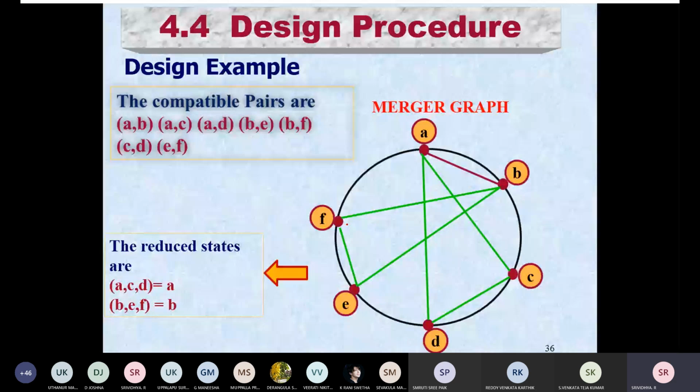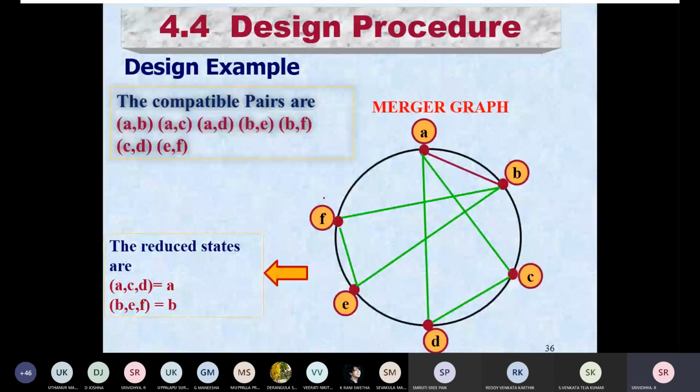Very, very simple actually. What combinations are here? First, for the merger graph you have to put a circle. In the first question, however many states you have found, that many states you have to jot down as dots. After that, using these compatible pairs, you have to draw the lines. Clear? Any doubts in drawing lines?